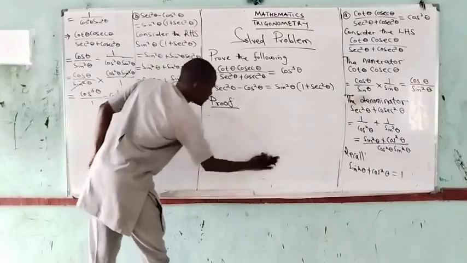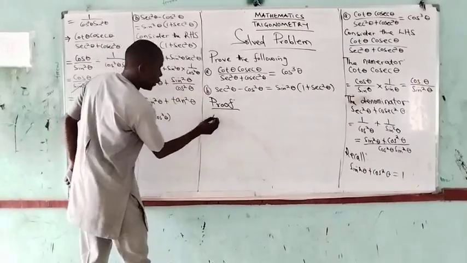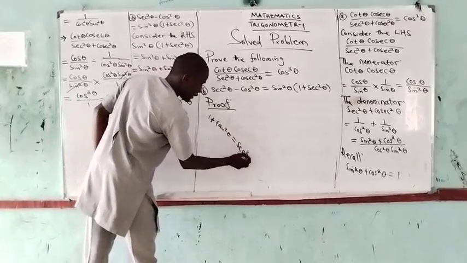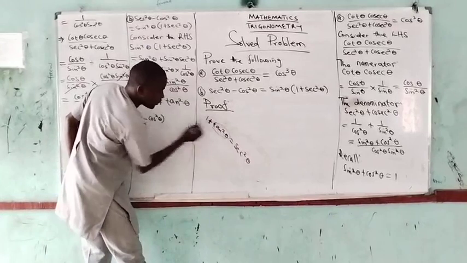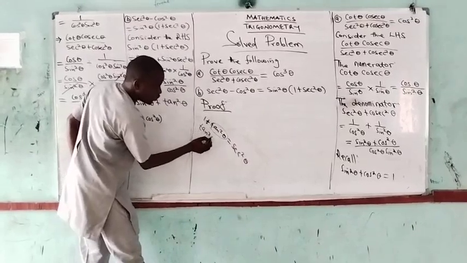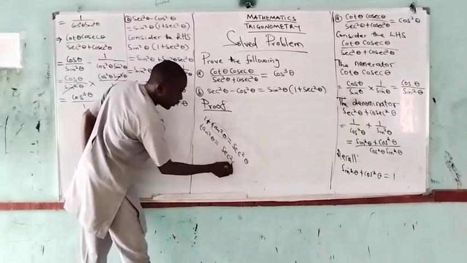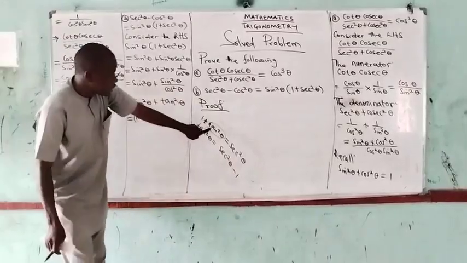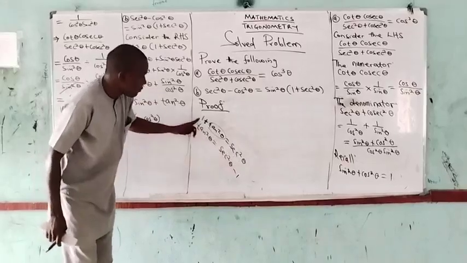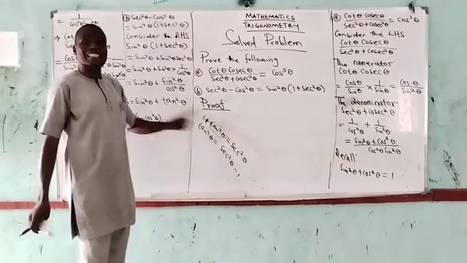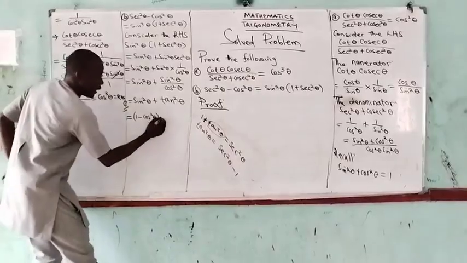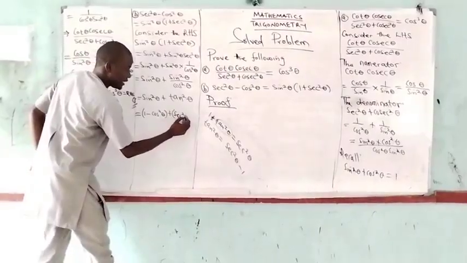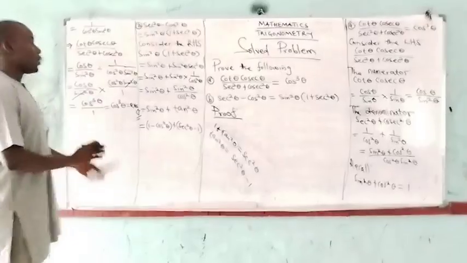And from the second identity, 1 plus tan square theta is sec square theta. When you make this the subject of the formula, what do you get? Tan square theta is sec square theta minus 1 from the second identity. So plus, tan square is sec square theta minus 1.